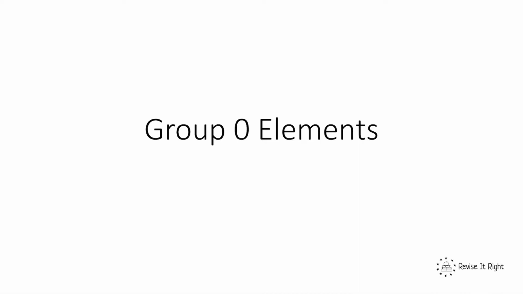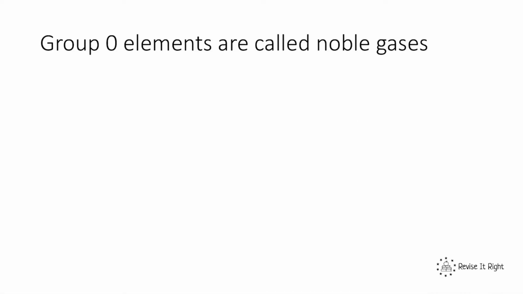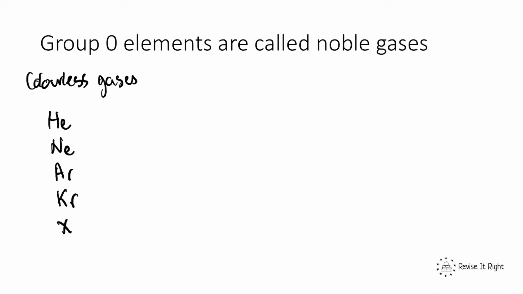This video is about group 0 elements. Now group 0 elements are called noble gases. So what that means is they are all gases, and they actually are all colourless gases, i.e. they have no colour. They're colourless gases at room temperature. Okay, now the noble gases, group 0, are made up of helium, neon, argon, krypton, xenon and radon. They are the noble gases and they're group 0.